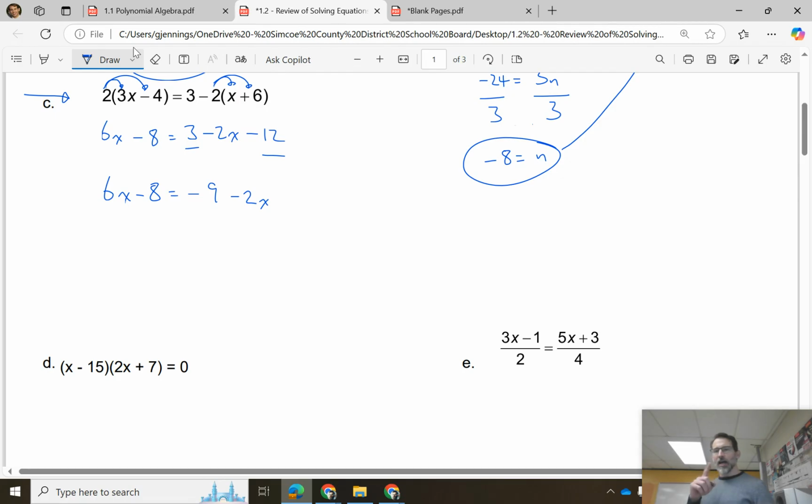Now, I'm in the same situation that we were in last problem. I've got x's on both sides. I've got numbers on both sides. And I want to know the value of x. So I'm going to move all my x's to one side of the equation. Which direction do you want to go? Do you want to bring them that way, or do you want to bring them that way? Strategy question. Both are correct.